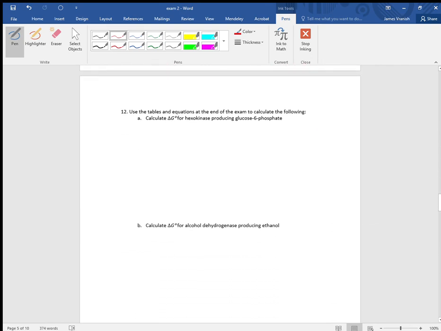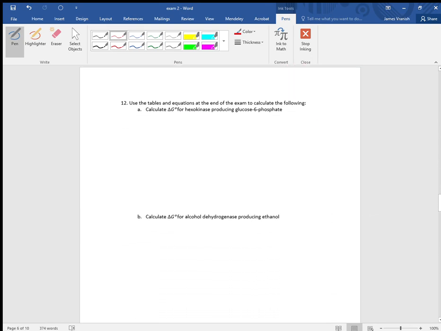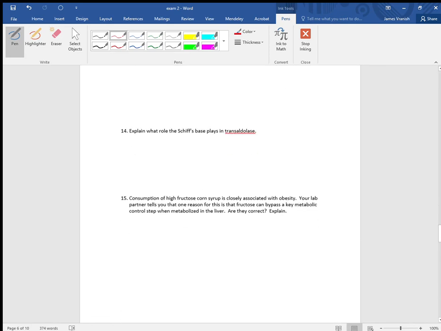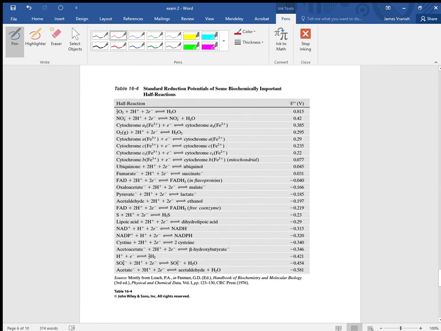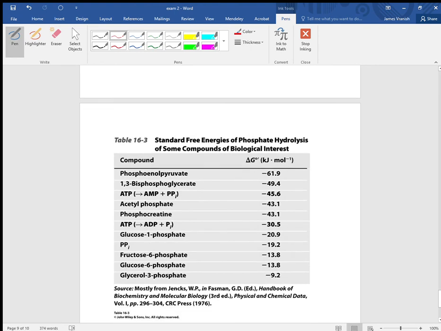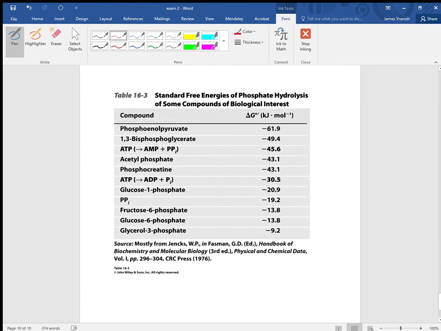All right, number 12. So using the tables and equations at the end of the exam, calculate the following. So delta G of hexokinase producing glucose 6-phosphate. So I'm going to have to scroll up a little bit further. All right, so you should have come to this particular table here. And so I said glucose turning into glucose 6-phosphate using hexokinase. So we need this particular delta G right here.